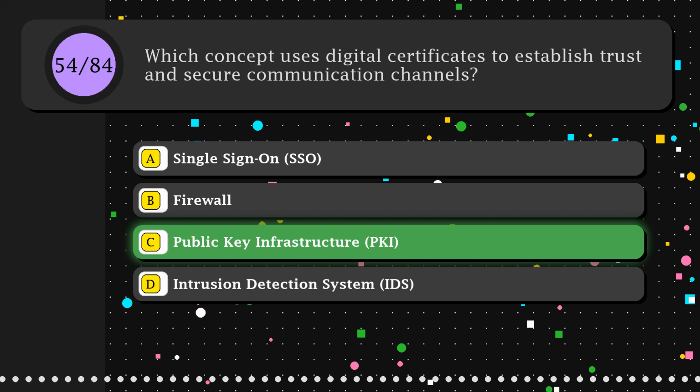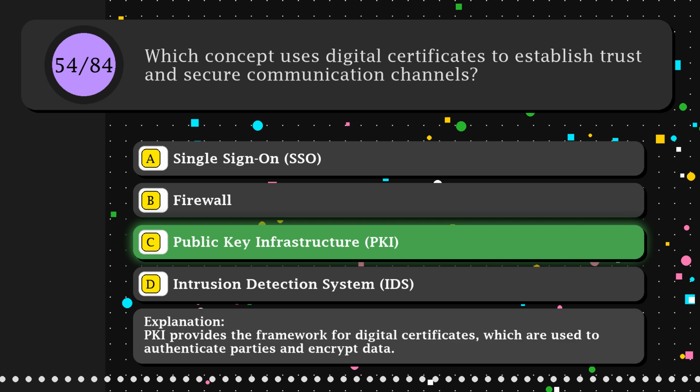The correct answer is option C, public key infrastructure, PKI. PKI provides the framework for digital certificates, which are used to authenticate parties and encrypt data.